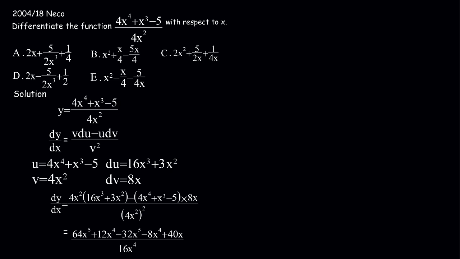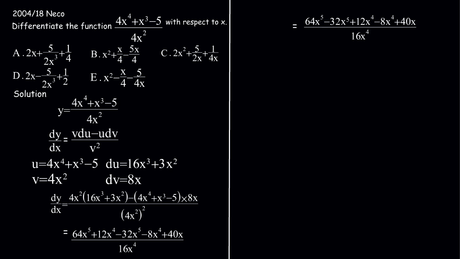At this point, we are going to collect like terms in our numerator. It becomes 64x to the power of 5 minus 32x to the power of 5 plus 12x to the power of 4 minus 8x to the power of 4 plus 40x. Now subtracting and simplifying, 64x to the power of 5 minus 32x to the power of 5 will be equal to 32x to the power of 5, plus 12x to the power of 4 minus 8x to the power of 4 will give us 4x to the power of 4, plus 40x, divided by 16x to the power of 4. At this point, we are going to split our numerator and divide each individual unit by 16x to the power of 4.